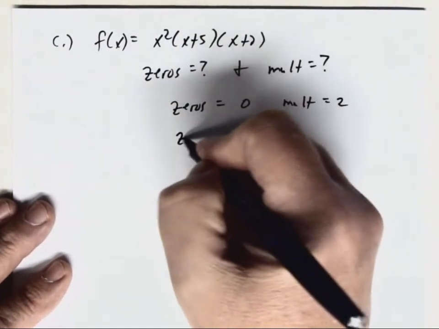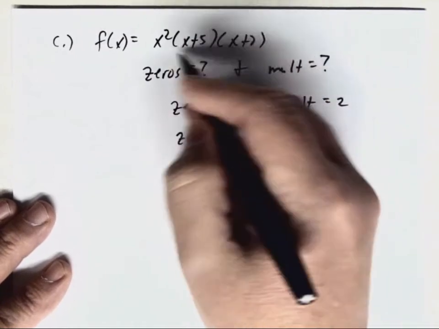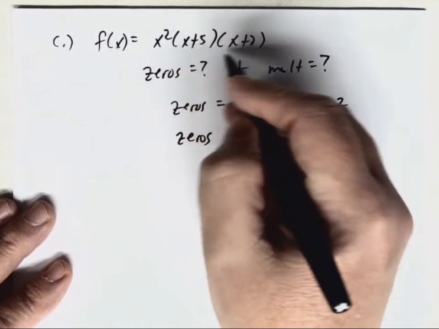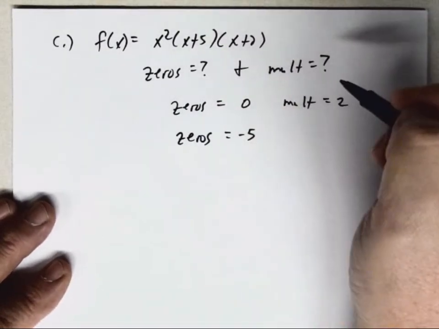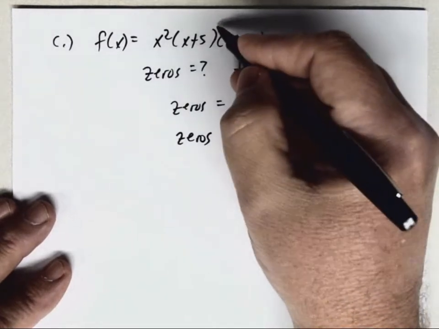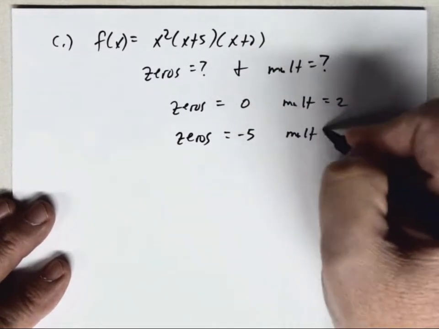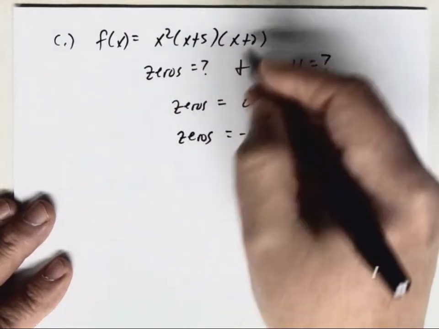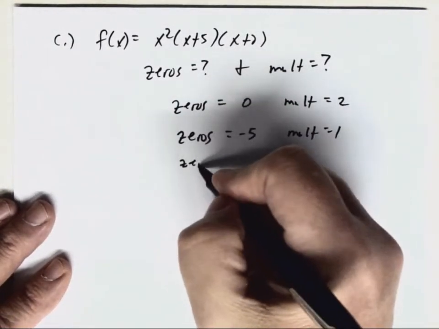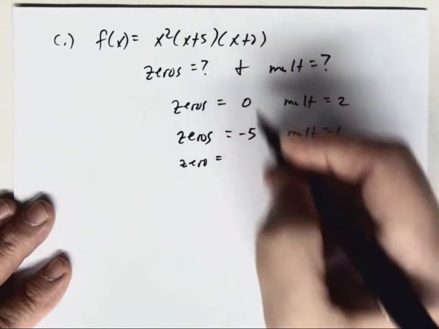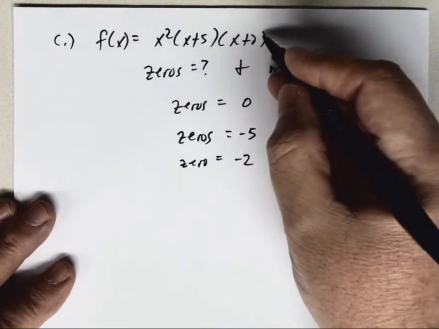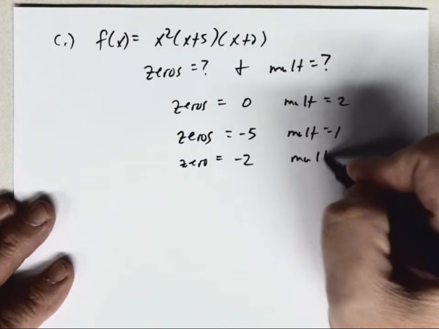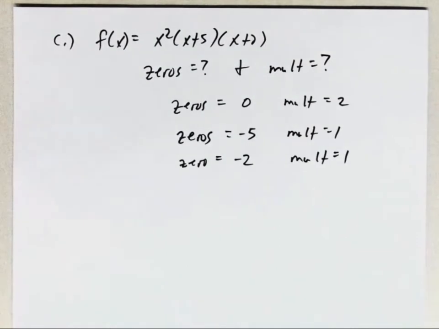For this first parenthesis, what value of x would cause this parenthesis to be 0, which causes the whole thing to be 0? Well, minus 5. Now for the multiplicity, what's the exponent on this parenthesis? It's 1. And then there's one more parenthesis, so there's one more zero. When x is negative 2, that's going to cause the parenthesis to be 0. And what's the exponent on that parenthesis? It's 1. All right, that's not too bad. That was part C.